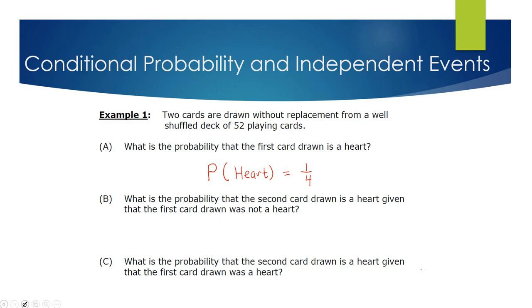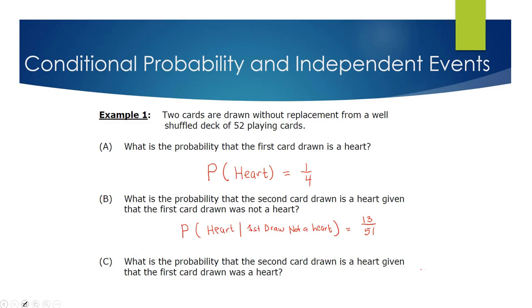Well, assuming that we picked a card beforehand and it was not a heart, that means that, one, I'm going to only have 51 cards left, but I'm going to have all the hearts left to pick from, which means all 13 of them. So the probability of me picking a heart on the second pick, given that the first pick was not a heart, would be 13 out of 51.